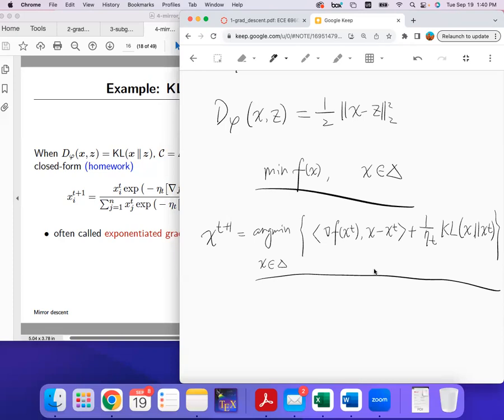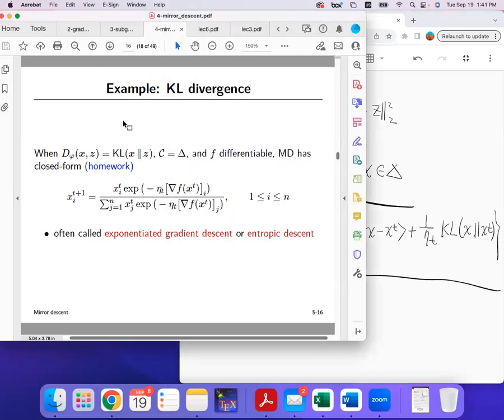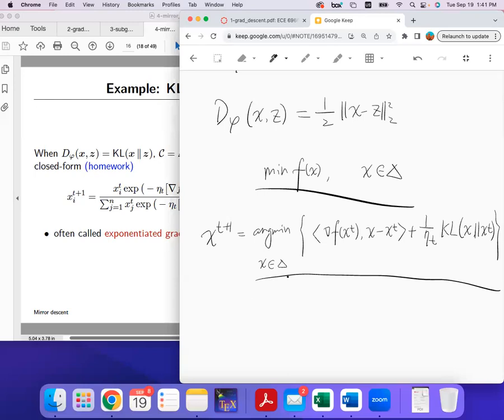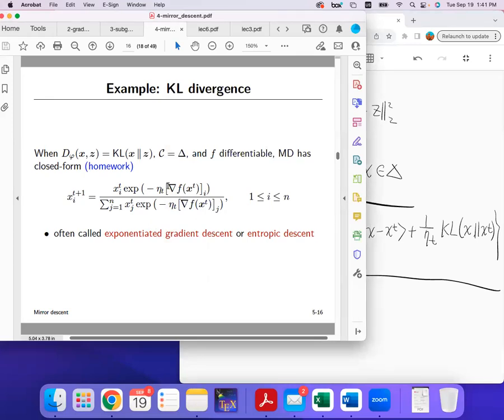That is a linear term plus a KL divergence term. And they are separable. The linear term can be decomposed over the coordinates. The KL divergence is also decomposable over the coordinates. And you have this constraint. You can use maybe some Lagrangian multiplier methods to get a closed form solution. But indeed, you have this. So this turns out to have a closed form solution.